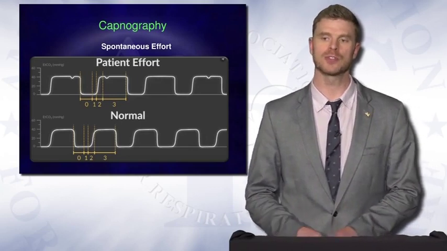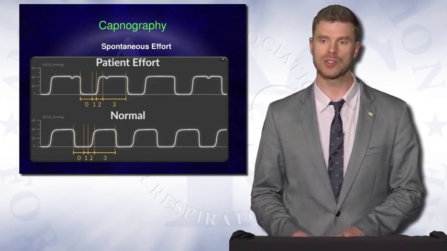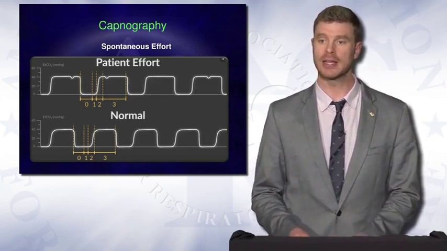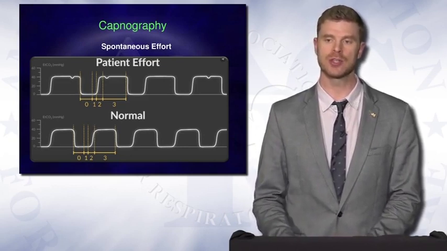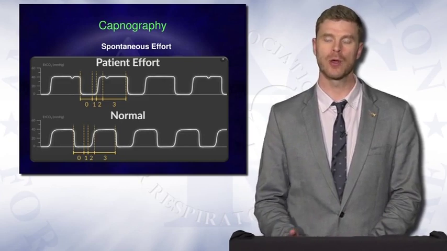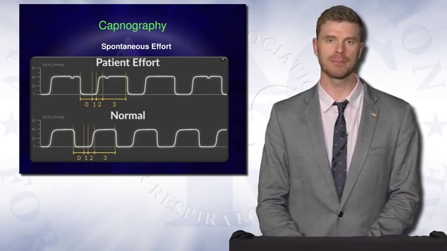On the bottom for reference, again, is our normal capnogram. On the top, we see a patient, and the shape, again, in general, is similar to the normal capnogram. However, you'll note these slight decreases in CO2 concentration throughout primarily phase 3 of the capnogram.